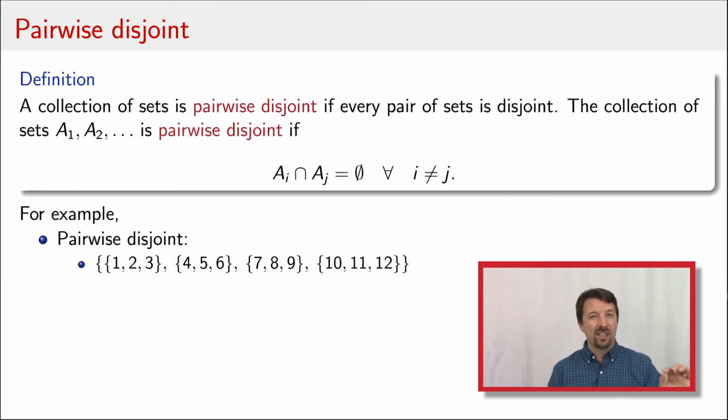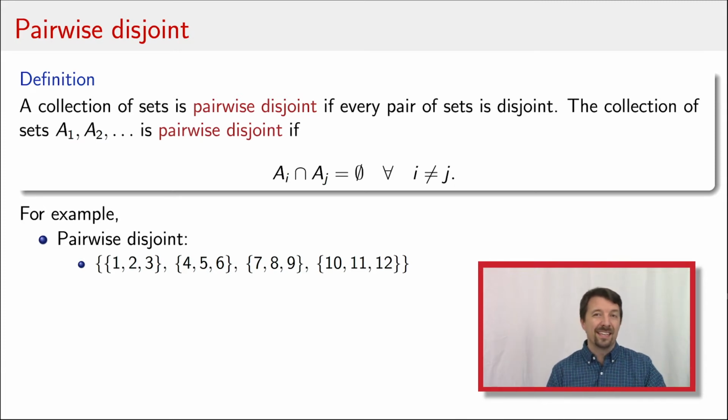And so it's a little bit tough to understand the first time, but this just means that the elements of this collection, or the elements of this set, are in fact sets. So the elements of this set are the sets that contain 1, 2, 3, then 4, 5, 6, 7, 8, 9, and 10, 11, 12.